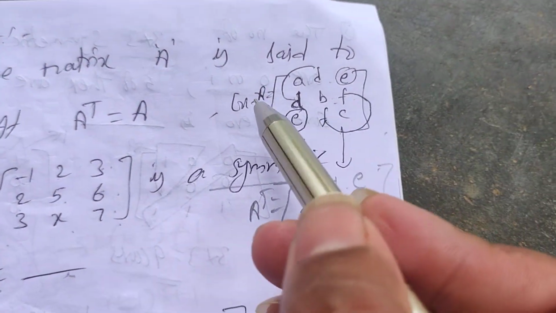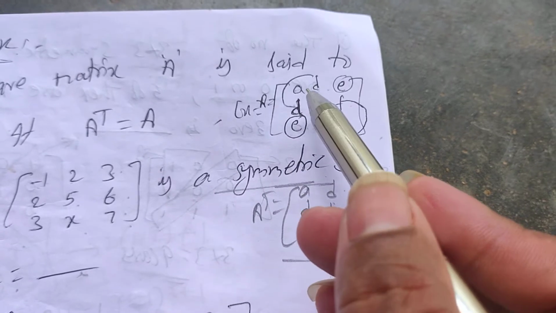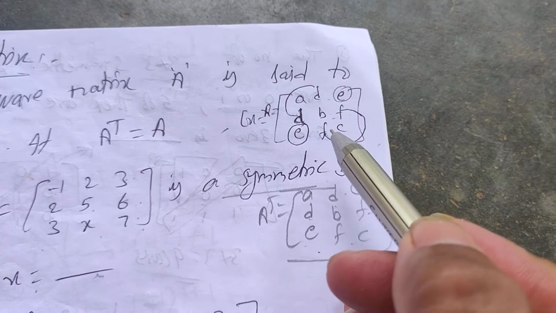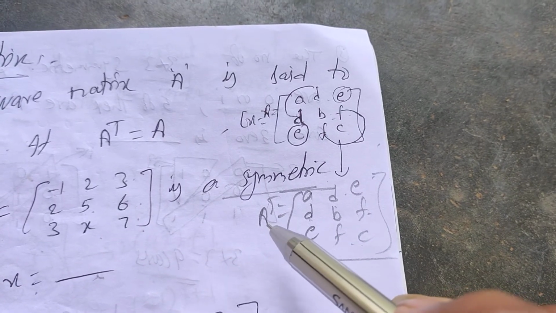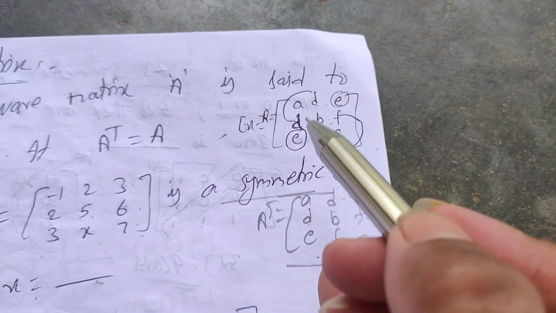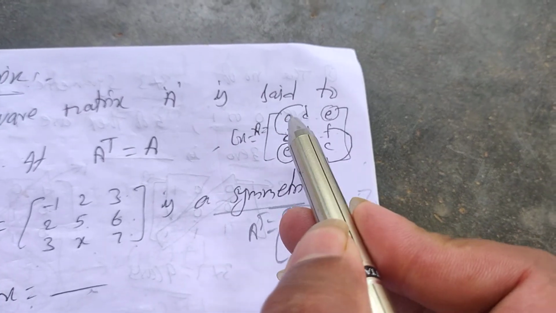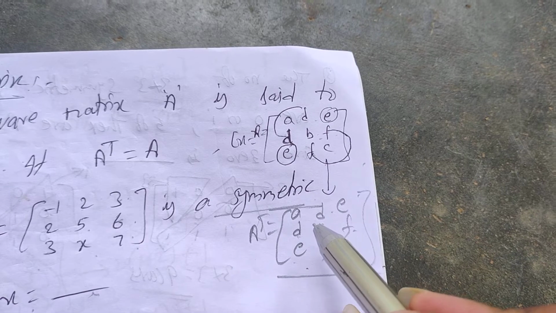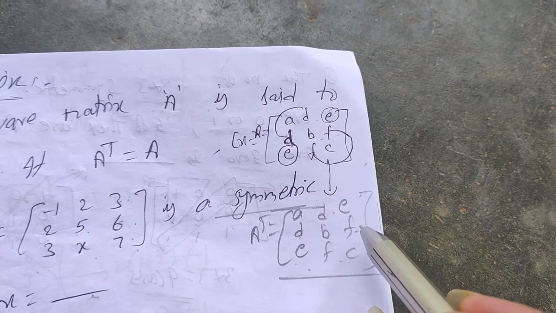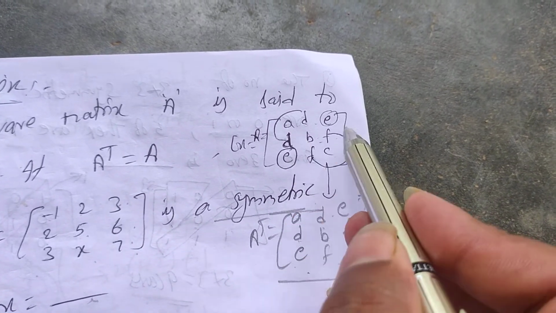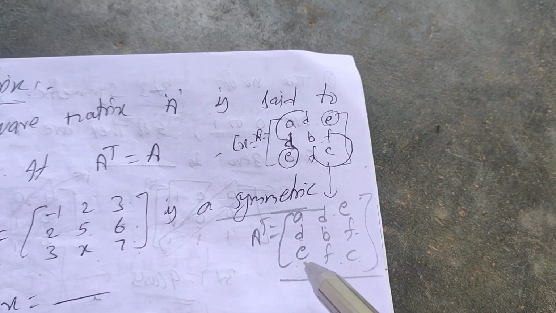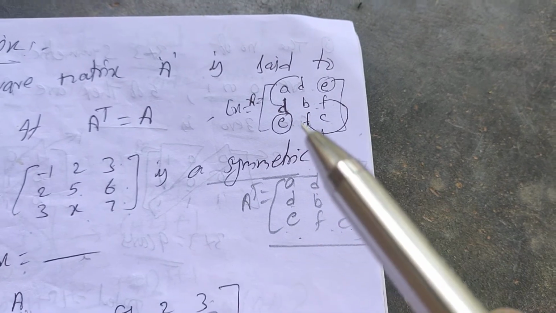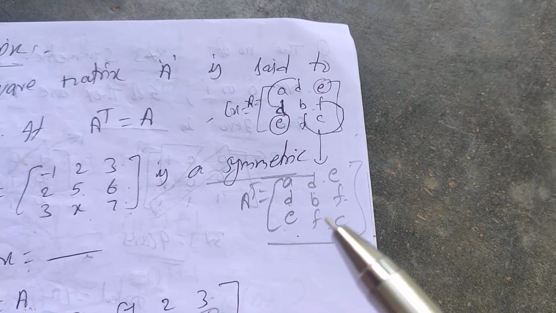If we go for one example, if A is equal to [a d e; d b f; e f c], then find out A transpose. What do you get? A transpose means rows as columns, columns as rows. So I am writing A's rows as columns: a d e, d b f, e f c. Observe, after transposition you get the same matrix. So a matrix like this is called a symmetric matrix.